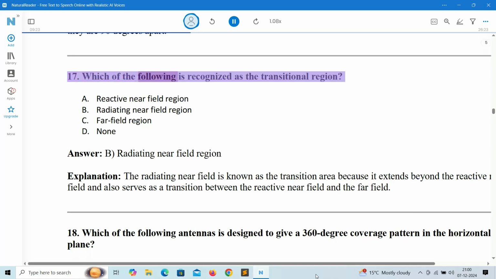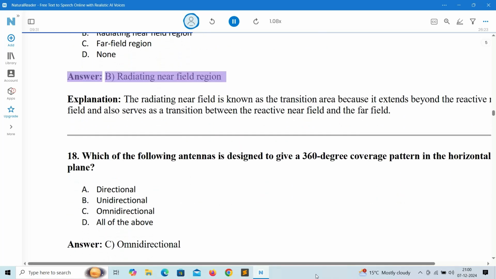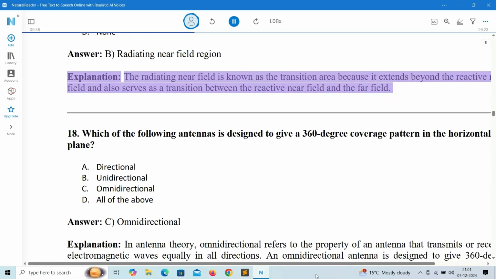17. Which of the following is recognized as the transitional region? A. Reactive near field region. B. Radiating near field region. C. Far field region. D. None. Answer: B. Radiating near field region. Explanation: the radiating near field is known as the transition area because it extends beyond the reactive near field and also serves as a transition between the reactive near field and the far field.